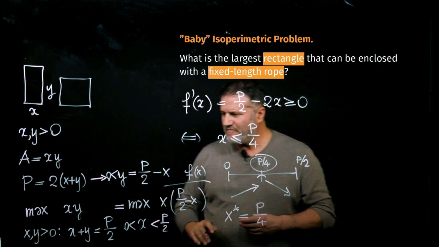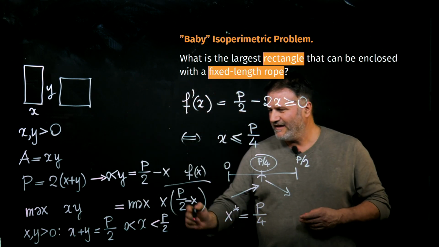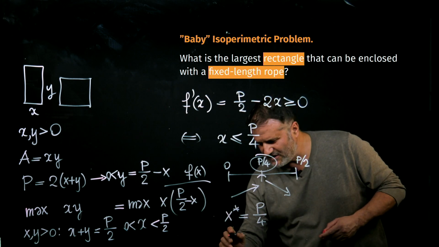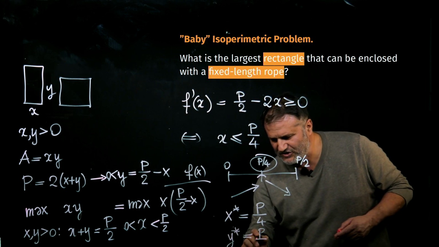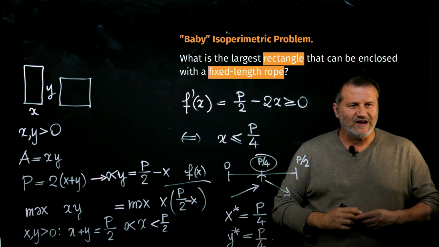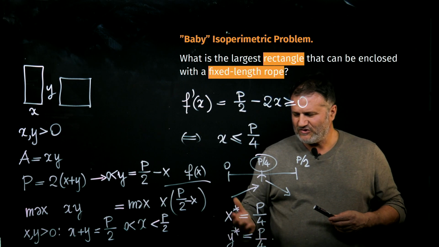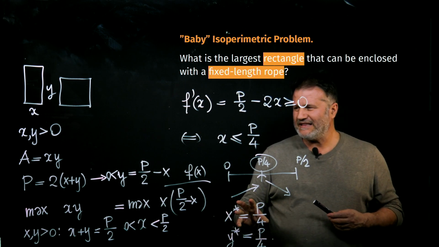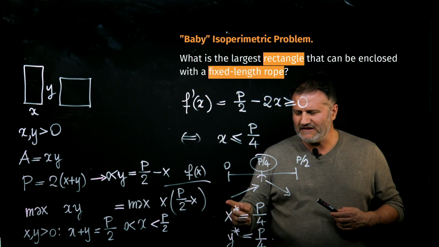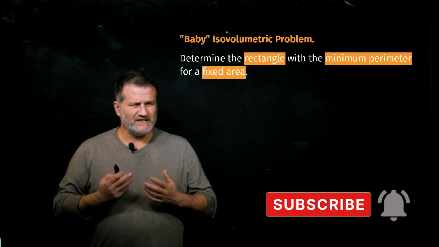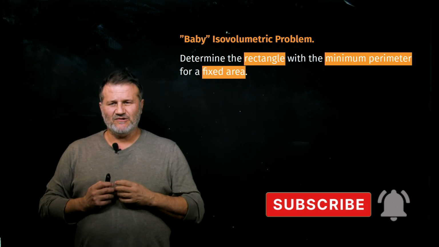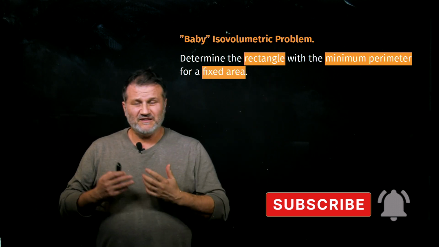Now we go back to the initial problem, since there is also an optimal y, which corresponds to x through this condition. So we get the optimal y is p over 2 minus p over 4, so p over 4 as well. So now we have the interpretation of the result. We conclude that the optimal rectangle with maximum area and fixed perimeter is a square of side p divided by 4. A dual problem is the isovolumetric problem, that is, among all the rectangles with fixed area now, determine the one with the minimum perimeter.